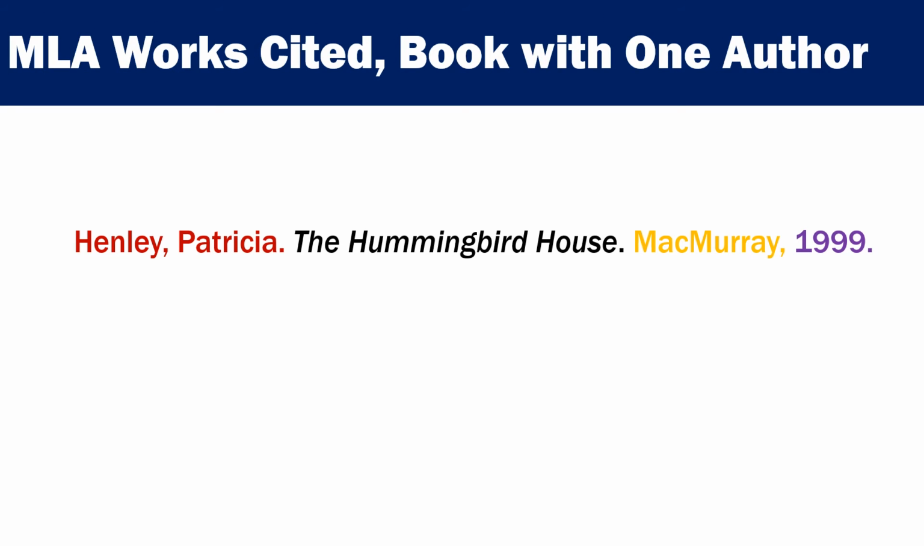Probably the most simple citation you will have is from a book that you have a hard copy of. First, you list the author, last name, and then first name with a period. Next is the title of the book, in this case, The Hummingbird House. Note that the title of the book is italicized. Next, we have the publisher, and then the date of publication. It is as simple as that. You should be able to find all of this information on the title page of whatever book you are using.